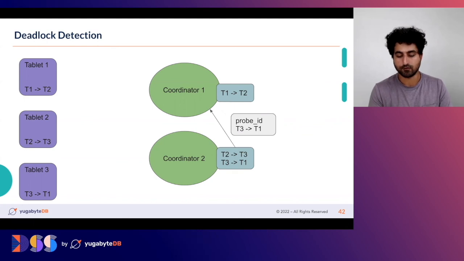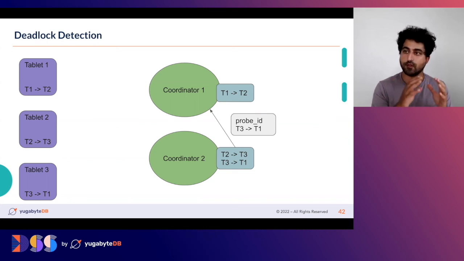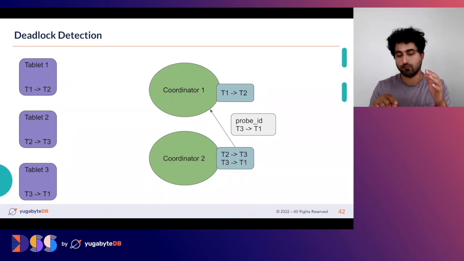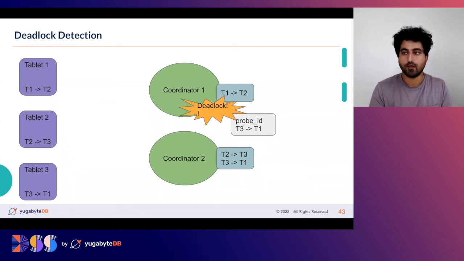And coordinator 2 looks at its own local wait for graph and says, okay, T2 is waiting on T3. I'm managing T3. T3 is waiting on T1. And T1 is managed by coordinator 1. So I'm going to forward this probe back to coordinator 1 with the same probe ID. And when the original coordinator gets back the same probe ID and the blocking transaction is the same transaction which originated that probe, we know there's a cycle in this wait for graph and therefore a deadlock. So that's essentially how deadlock detection works in Yugabyte.